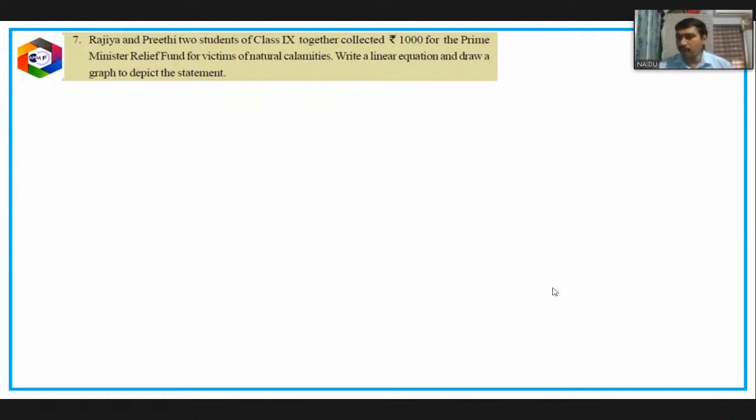So I'm going to read the question. We have time left, so let us observe. Razia and Preeti, 2 students of class 9, together collected 1,000 rupees for the Prime Minister Relief Fund for victims of natural calamities. Write a linear equation and draw the graph to depict the statement. Razia and Preeti, students studying 9th class, collected 1,000 rupees.